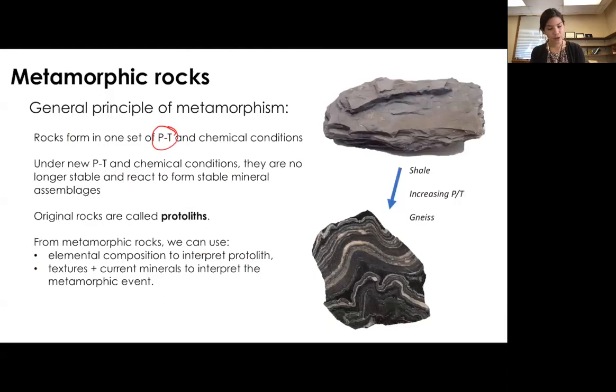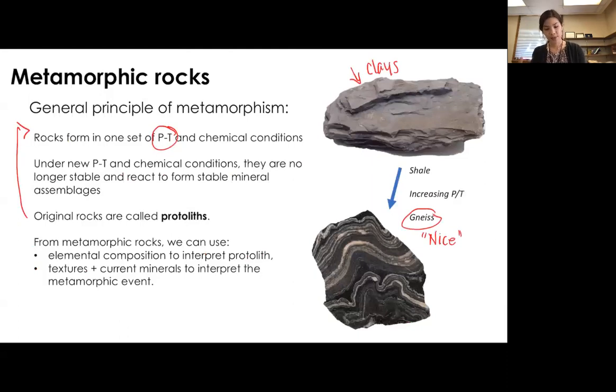We call these original rocks here the protolith. So that's the parent rock, if you remember Greek roots. And an example of this is a shale rock. So remember, this is made of clays. And if we increase the pressure and temperature in this shale, we eventually get to a metamorphic rock called a gneiss. And it's pronounced like the word nice, even though it looks like it might be gneiss.